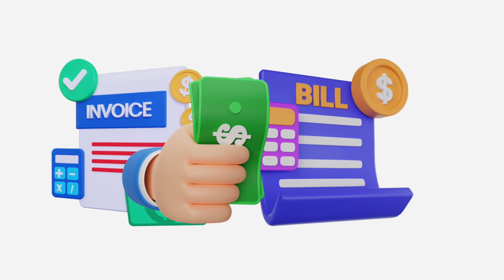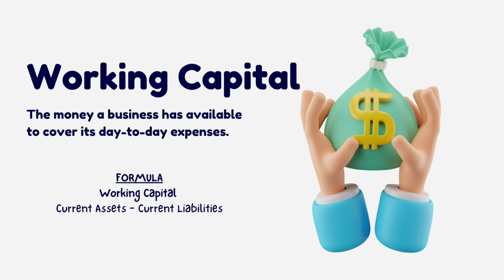Next, we have working capital. Working capital is the money a business has available to cover its day-to-day expenses. Working capital is calculated by taking your current assets, which is what you have available to you to convert into cash within a year, minus your current liabilities, debts you have to pay within a year, and this leaves you with a figure, and this figure is called working capital. Basically, it's taking what you owe away from what you have.